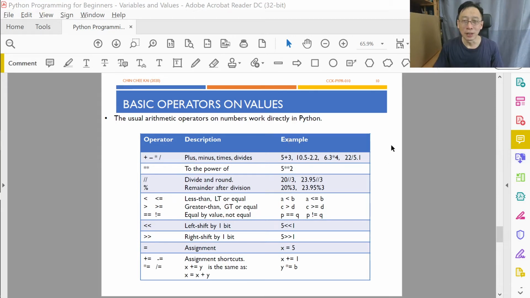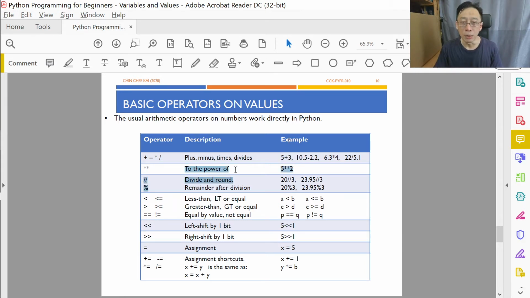So now we would like to bring our discussion to basic operators on values. Python, being a sophisticated calculator, naturally can perform the basic arithmetic operations. So we have the plus, minus, times, divide. Not going to spend too much time here because you just type and Python will do the right thing and even observe the right precedence, like 5 plus 3 times 2. It will do the 3 times 2 first, and so on.